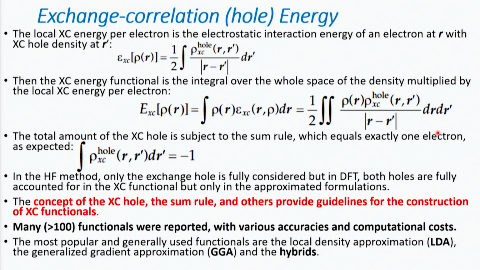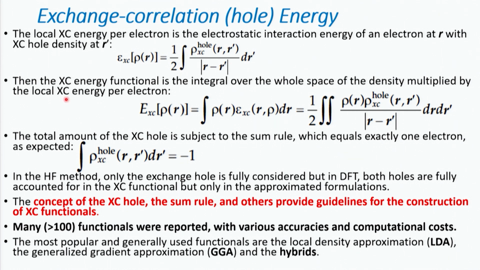So how do we get this exchange correlation hole energy? Again, it is the local exchange correlation energy per electron, because you need to look per pair. It is the electrostatic interaction energy of the electron at R with the exchange correlation hole density. Essentially two electrons give a single exchange correlation hole energy, so we need to divide it by 2. This is the exchange correlation energy between two electrons having different spin, but very close. In that case, it is given by this expression: the hole density at two positions divided by their distance.